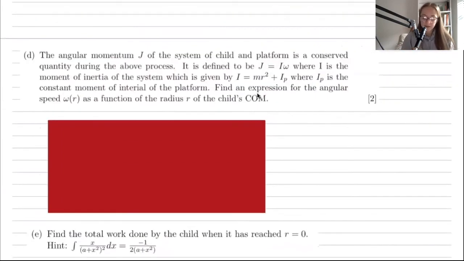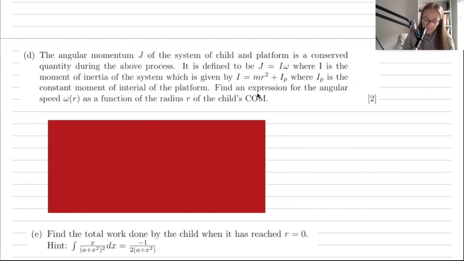So the angular momentum, J, of the system of child and platform is conserved. It is defined as J is I omega, where I is the moment of inertia of the system, which is given by I equals mr squared plus IP, where IP is the constant moment of inertia of the platform. I think that's meant to say inertia. Find the expression for the angular speed omega r as a function of the radius r.